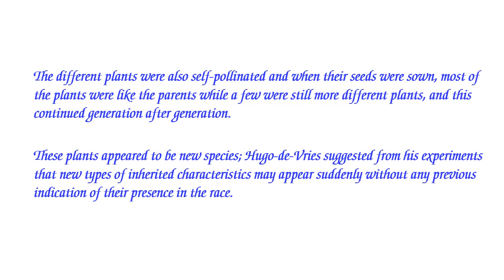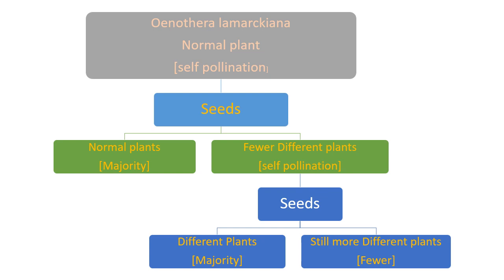Those different plants were self-pollinated, and most of the plants were like the parents again, while a few were still more different. And this continued generation after generation. These plants appeared to be new species. Hugo de Vries suggested from his experiments that a new type of inherited characteristic may appear suddenly without any previous indication of its presence in the race. Let's see the representation of Hugo de Vries' experiment on Oenothera lamarckiana.